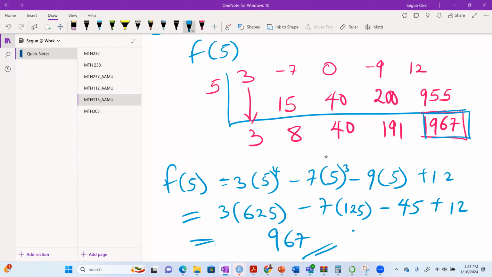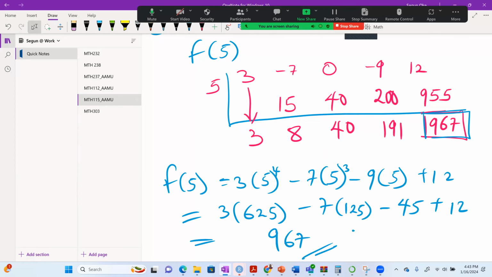So I want you guys to try as much as possible to solve as many problems as possible. I will try today and upload your assignment 1.